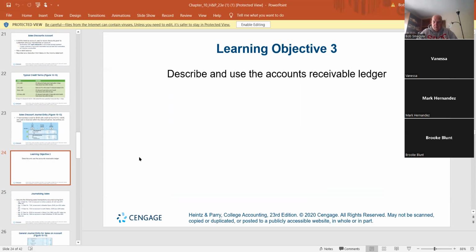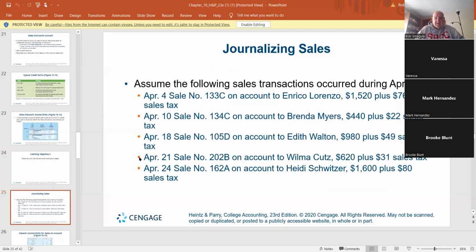You already know how to post things to the general ledger, the T accounts. We're talking about the glorified T account known as the general ledger, accounts receivable ledger. Here they're giving us 5 or so transactions that are all the same: a sale on account plus sales tax. So we sold something on April 4th to Enrico, and then we sold things to Brenda, Edith Walton, Wilma Cruz, and Heidi Schweitzer.